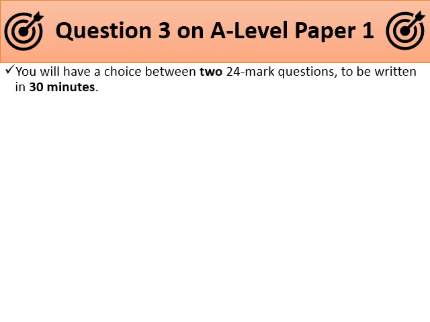Now, for a political ideologies question, you'll have a choice between two 24-mark questions, and they are to be written within half an hour, 30 minutes. Now, we will be studying three core political ideologies: conservatism, liberalism, and socialism. It could well be that those two questions are both on one ideology. So even though you'll be learning three political ideologies for this paper, it might well be that only one of the ideologies turns up, but it will come up talking about different things.